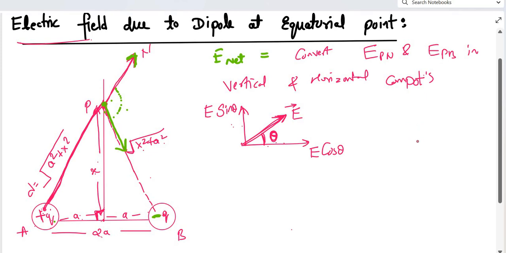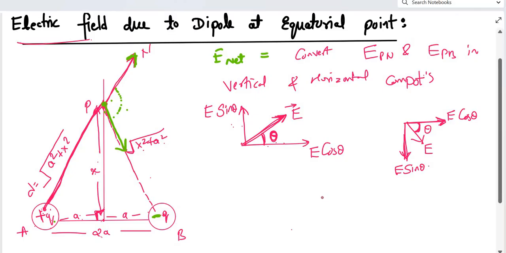Suppose there is a vector which is in this direction, and I want to break it into two parts. Suppose this is theta and I want one horizontal component and one vertical component. So wherever there is theta, that side I take cos. So this side will be E cos theta and this side will be E sin theta.